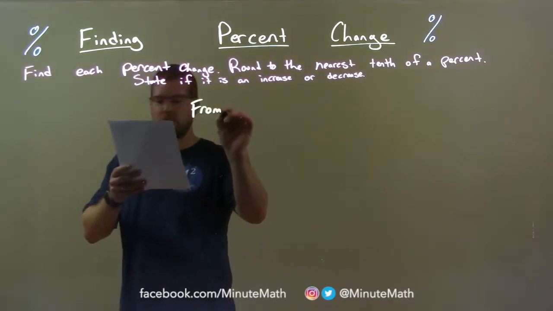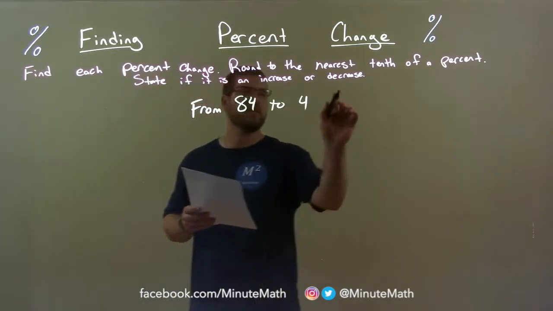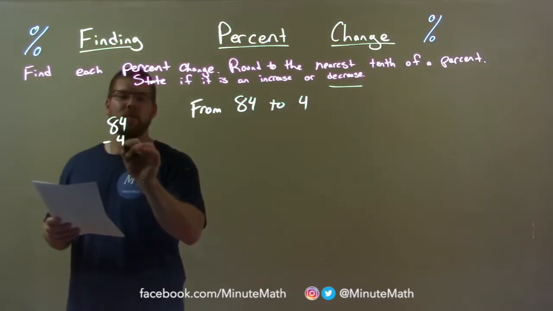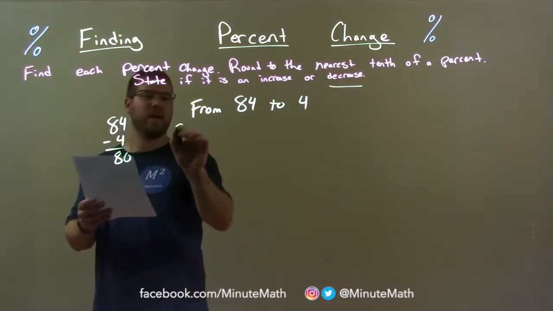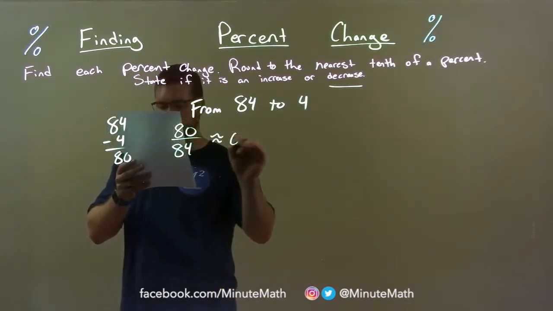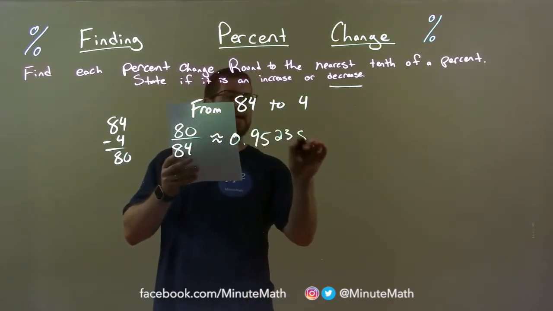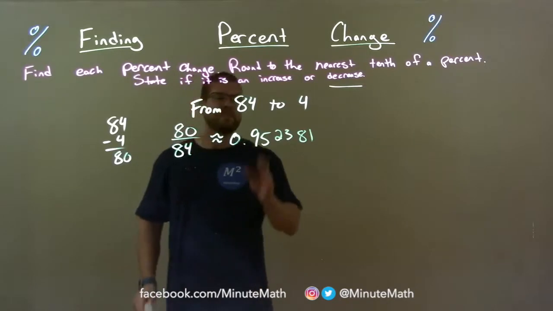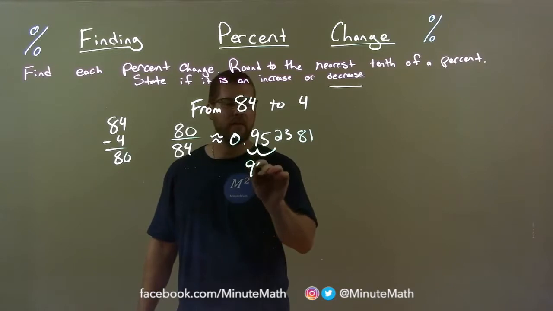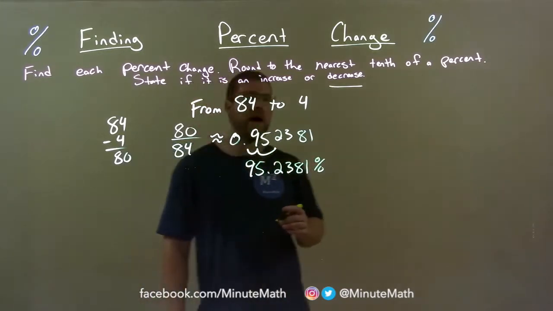From 84 to good old 4. Well, clearly this is what we call a decrease, all right? Difference between the two, 84 minus 4 is just good old 80. Take that 80, divide it by the first number, 84, and that comes out to be approximately 0.952381. All right. Now, write that as a percent, decimal point, 2 spots to the right, 95.2381%. Round that to the nearest tenth.